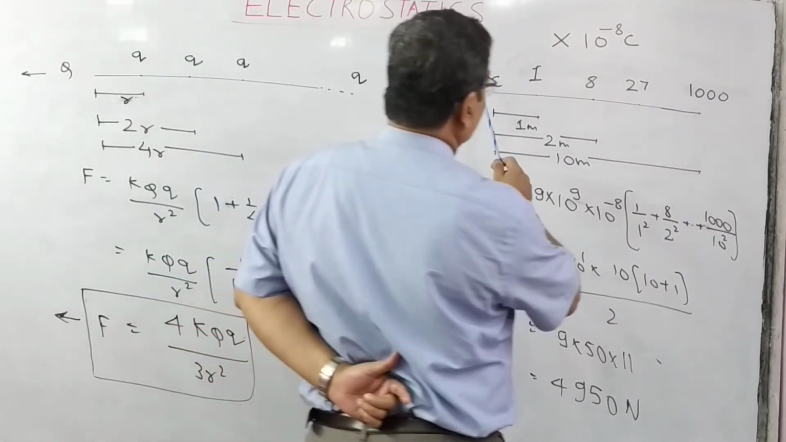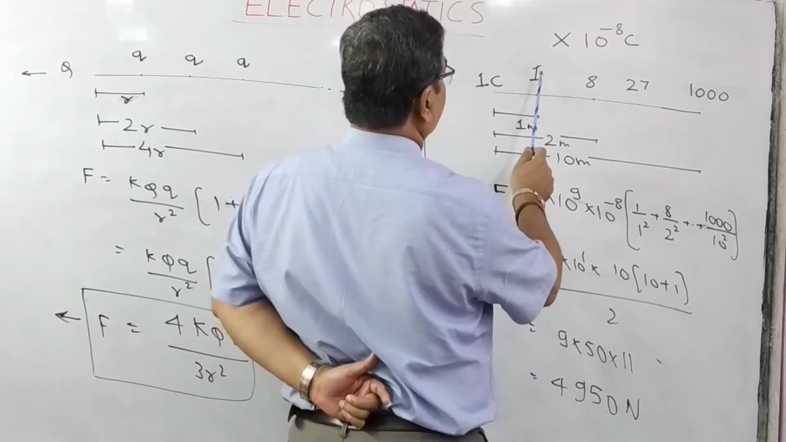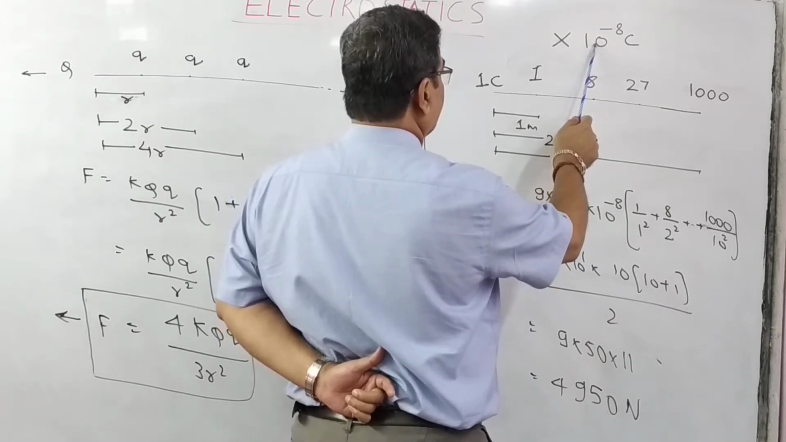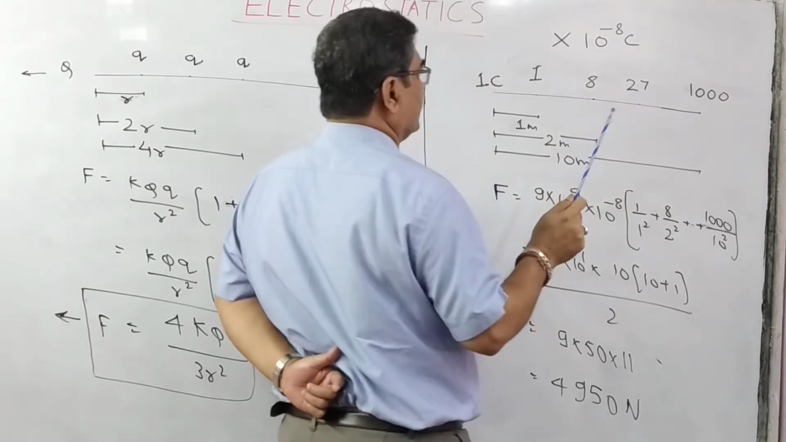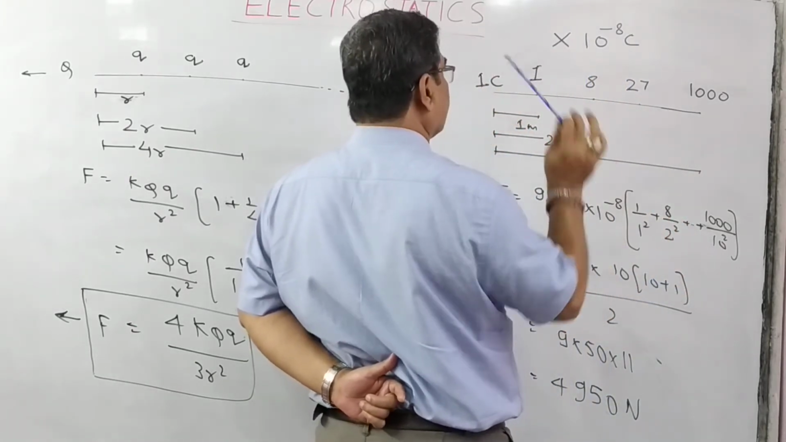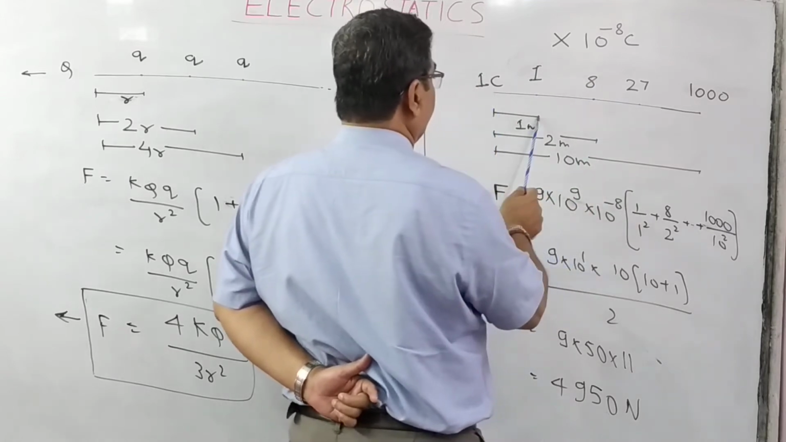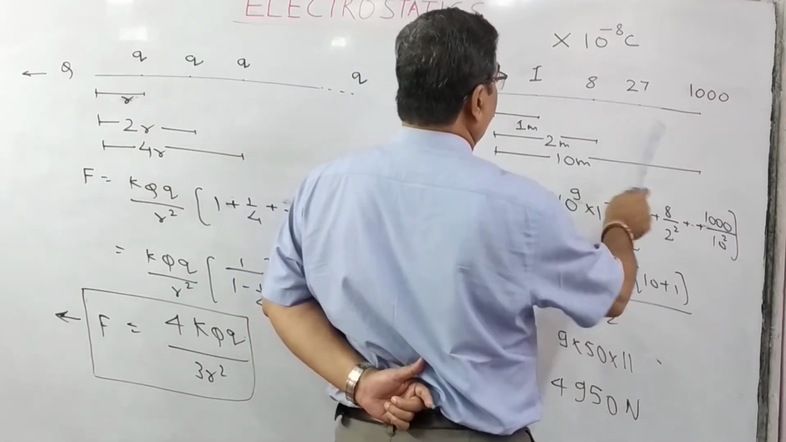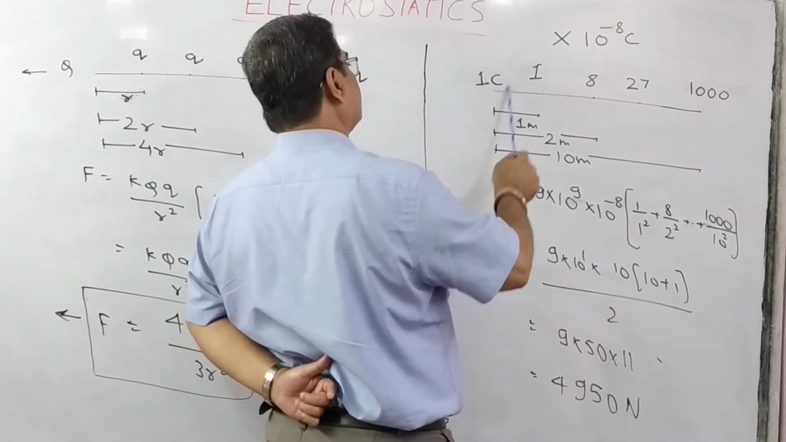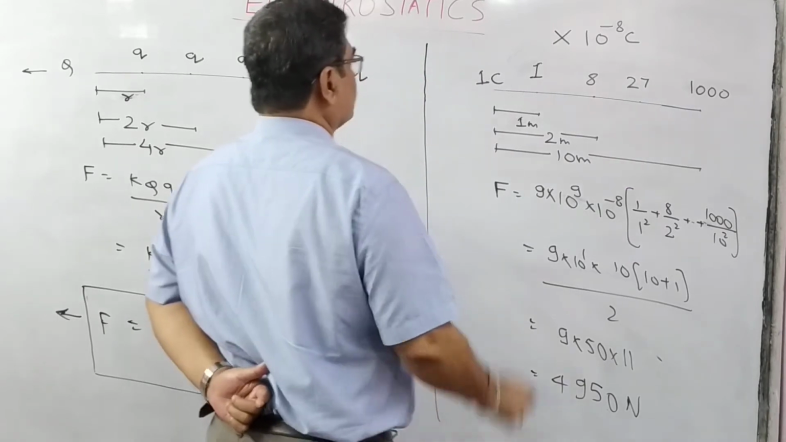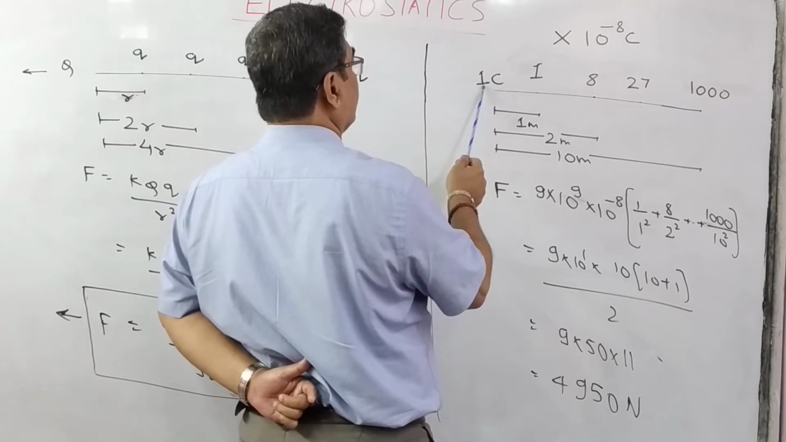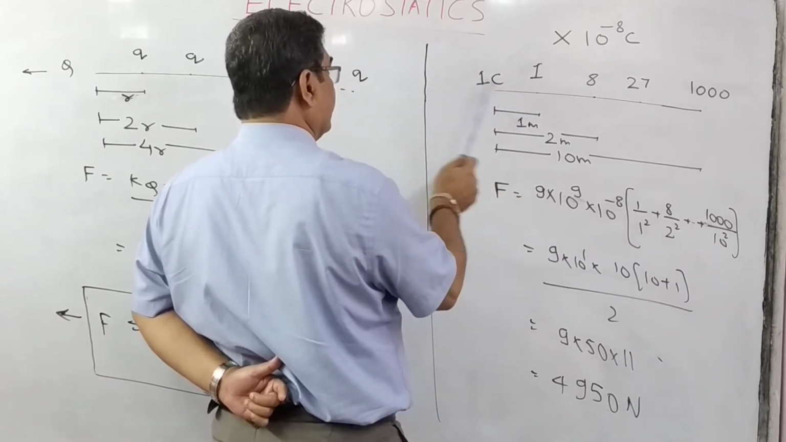Okay. Dear students, listen. Here 10 point charges of magnitude 1 into 10 power minus 8 coulomb, 8 into 10 power minus 8 coulomb, 27 into 10 power minus 8 coulomb, and so on up to 1000 into 10 power minus 8 coulomb, in this sequence are kept at distances 1 meter, 2 meter, 3 meter, 4 meter and up to 10 meter. Okay. We have to determine the resultant electrostatic force on 1 coulomb charge. Dear students, all the charges are of similar nature, so the electrostatic force will be repulsive, and it will come in this direction.